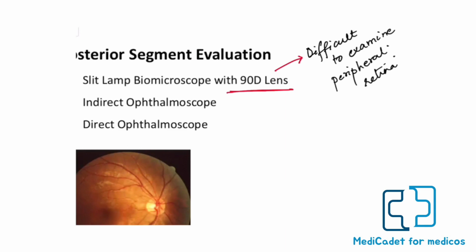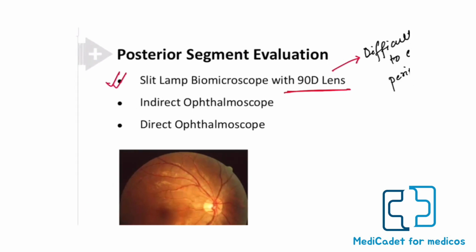It is easy because the patient was anyway sitting at the slit lamp. You had already evaluated the anterior segment, so just pick up the lens, put it in front and see the posterior segment. You will be able to evaluate the central part very well, but the periphery of the retina is difficult to examine on your slit lamp microscope with 90D. Now there are other methods of posterior segment evaluation, and that is the direct and the indirect ophthalmoscopy.